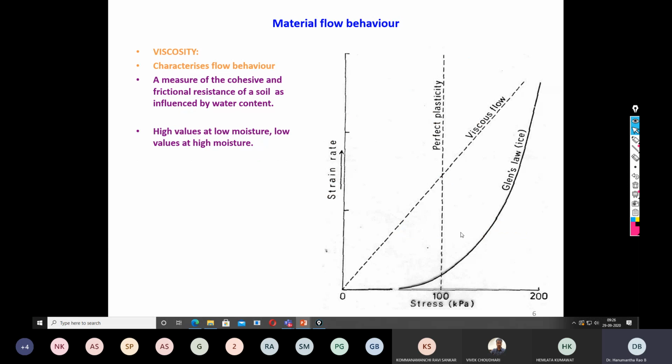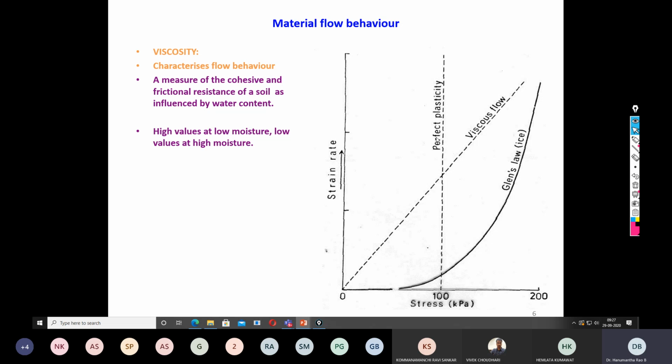So this is what exactly happens. If you draw a strain rate versus stress for different materials, this is how the flow happens. For the viscous flow, if you increase the strain rate, there is an increase in the stress. However, there is a proportionality between the stress and the strain.